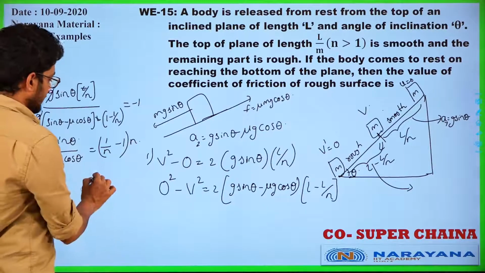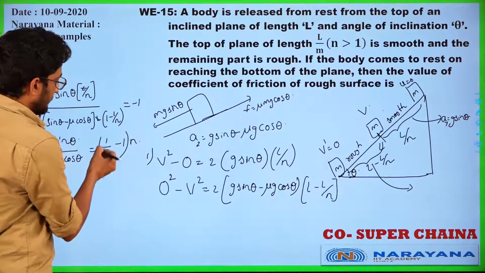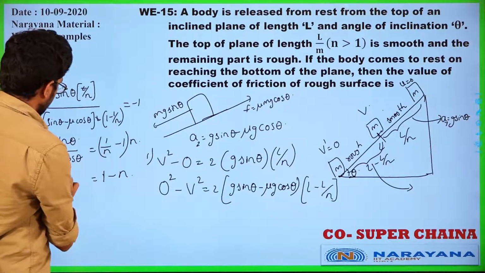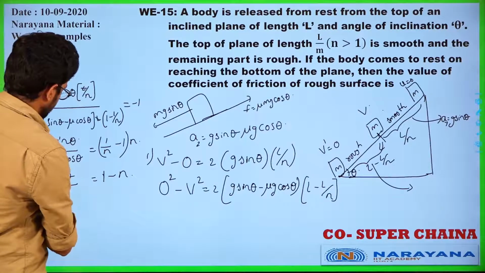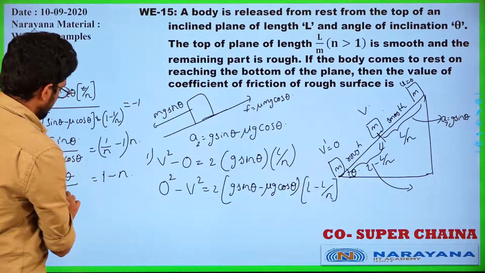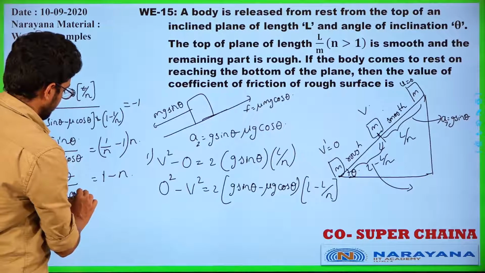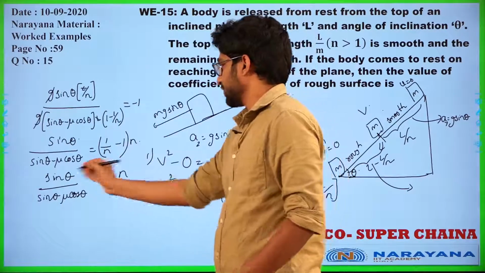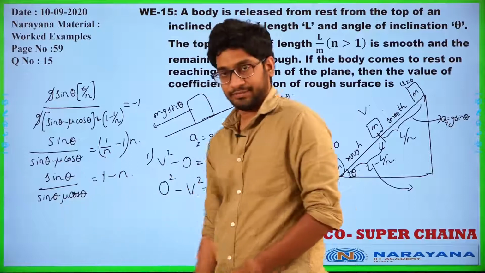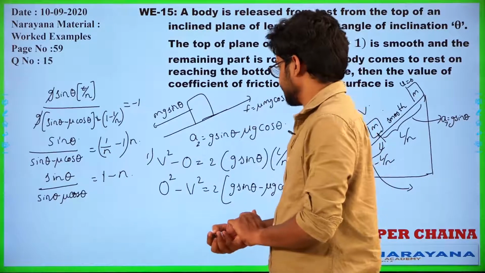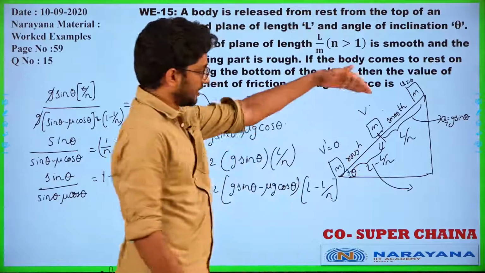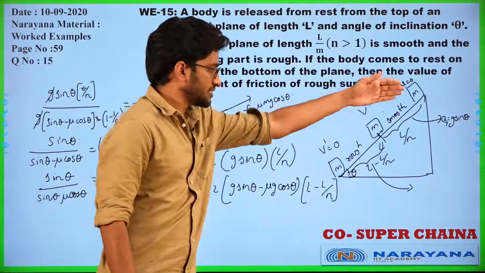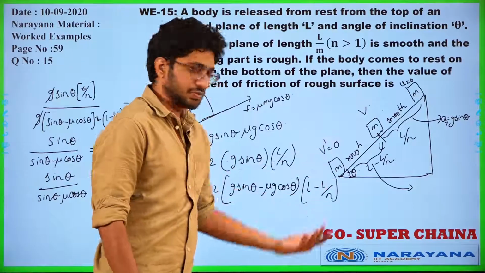So here on the right side again, if I multiply, I get 1 by n into n, that is 1 minus n. 1 minus n is sin theta by sin theta minus mu cos theta. Okay. So that's it. So here I get the total n value. N is 1 minus of this whole fraction. So we are just using the basic kinematics equation for the first part and the second part. Okay. V square minus u square is 2as. Again here v square minus u square is 2as.